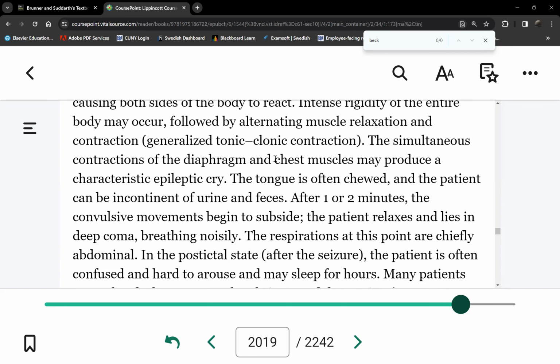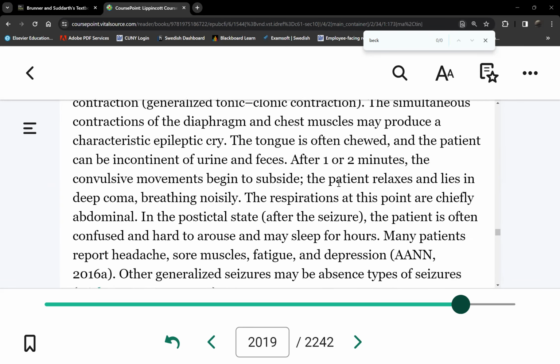Here are things that could happen during the whole episode. They could bite or chew their tongue. They could get incontinent of urine and feces. And then the post-ictal phase, the patient usually lies motionless. Okay, we'll look at our responsibilities during and after a seizure shortly.